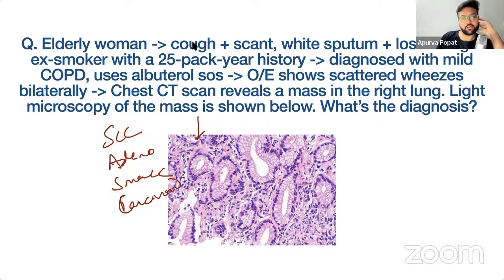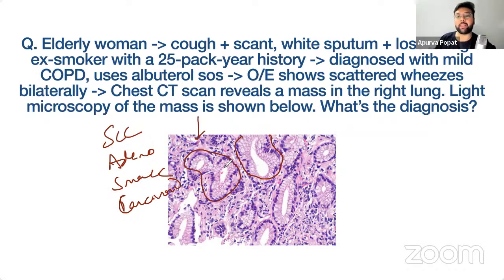Squamous cell carcinoma? Why? Because she has a history of smoking. That's the trap you were meant to fall into. This is adenocarcinoma. Why? There are glands seen. Yes, there are a lot of glands. The biopsy shows a lot of glands, despite her having a history of smoking.